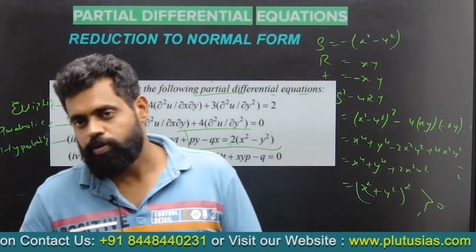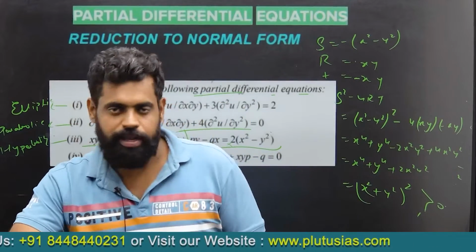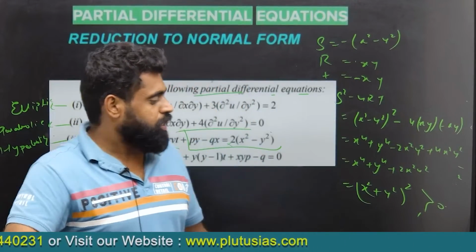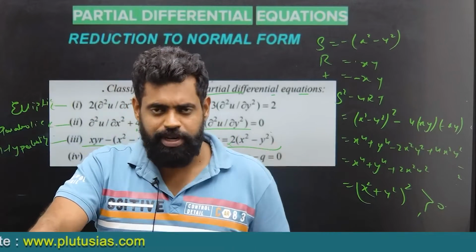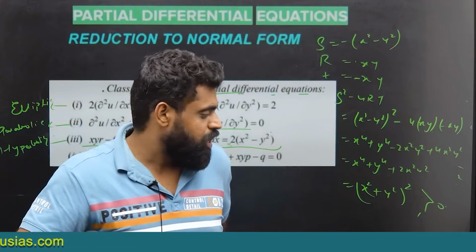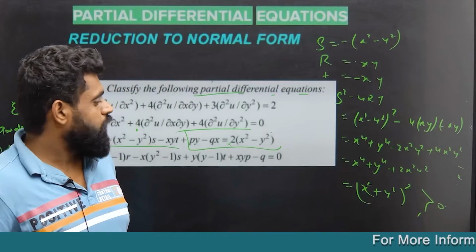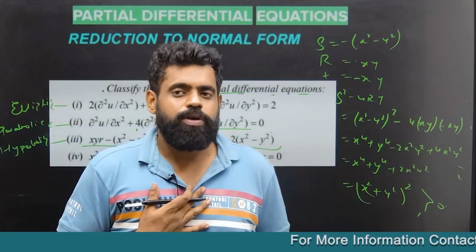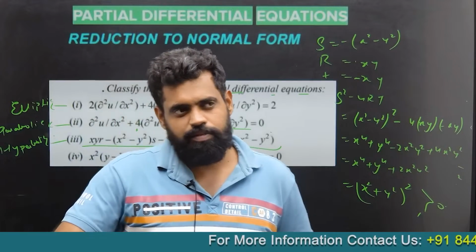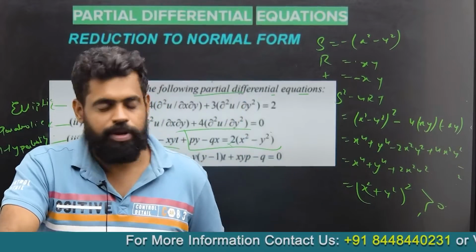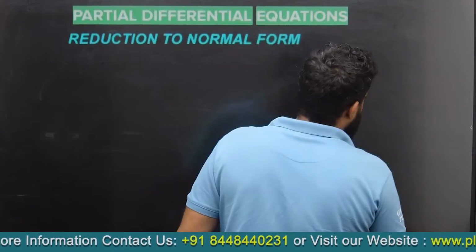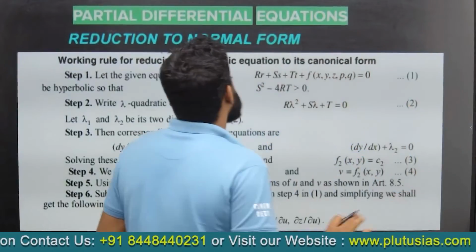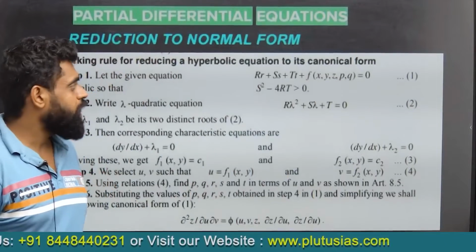So I think you got the concept here. All we have to do is compute s square minus 4rt and see the relation. This possibly won't come in your examination. It hasn't come in your examination, but you must know it, as it may come in your 10 marker. I think once it has come in the 2020 paper. But the main thing we'll learn moving forward is how to reduce into the canonical form or the normal form.